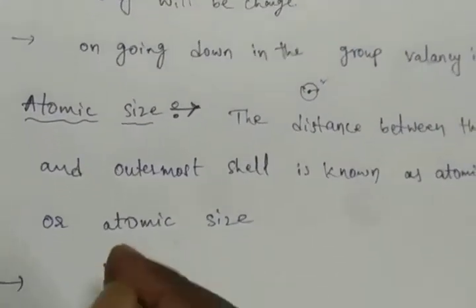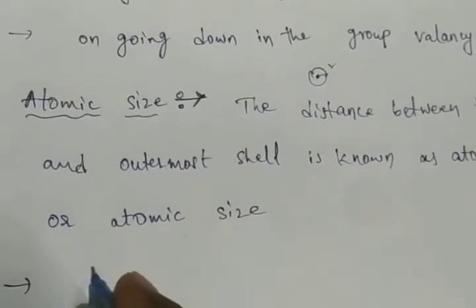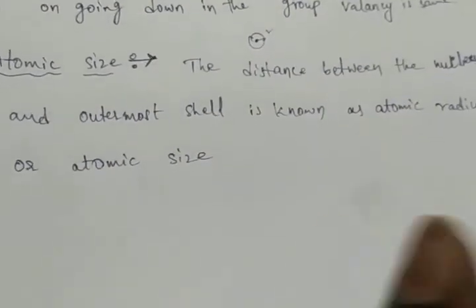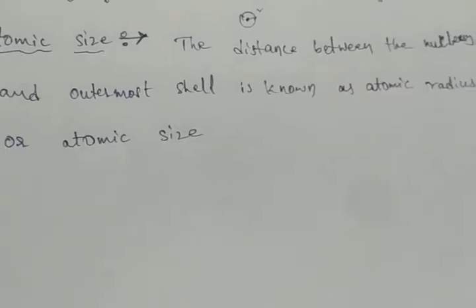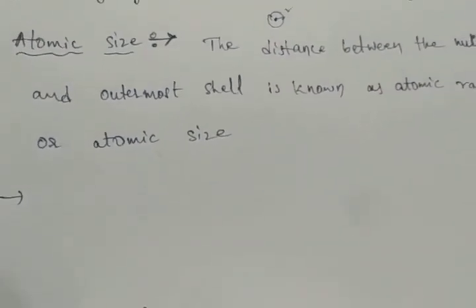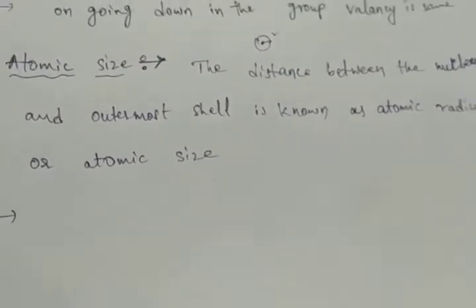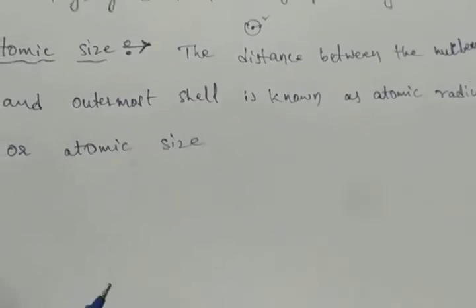Okay, from top to bottom you have to take the periods and groups and observe. I will give just the concept. In the group, from top to bottom, size will increase, atomic radius will increase, and in the period, atomic radius will decrease, atomic size will decrease. Atomic radius or atomic size, both are the same.